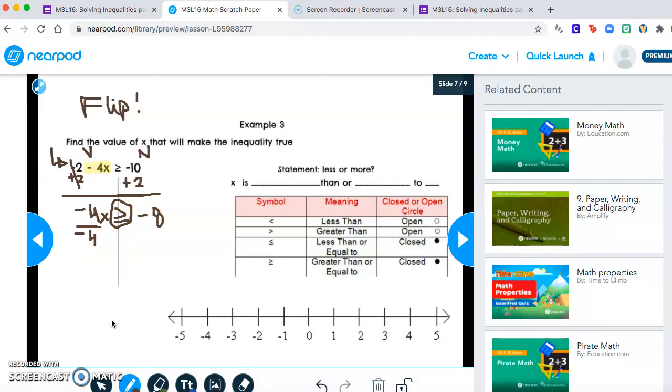You could definitely try this on your own at this point with this little head start, but I do want you to remember that you have to flip anytime you have a negative coefficient, and this counts as a negative coefficient. This is a minus 4x, which means the 4 is negative. So don't forget that.